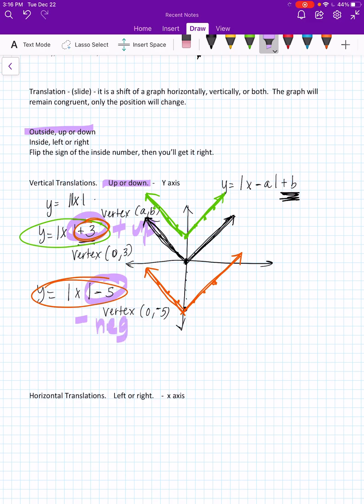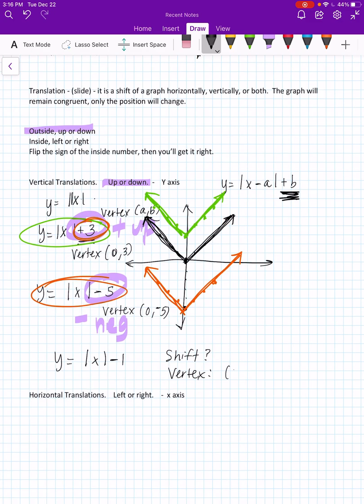Okay, so if I were to give you this example, y equals absolute value of x minus 1, could you tell me the shift? And could you tell me the vertex? And you should be able to. The vertex would be 0, -1. And what would this graph do? If it started here at the 0, what would it do? Outside, up or down, the shift would be down 1. So it moved down 1, and that's because of this -1.